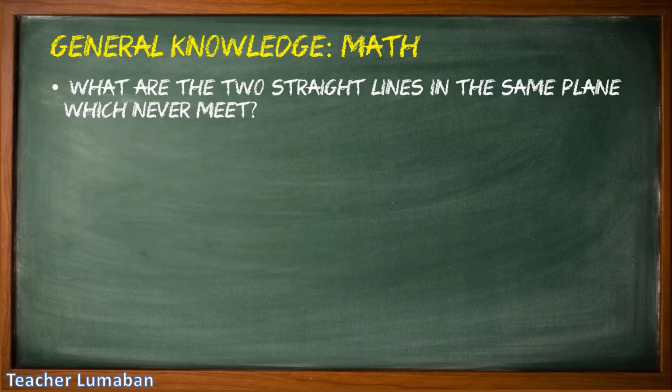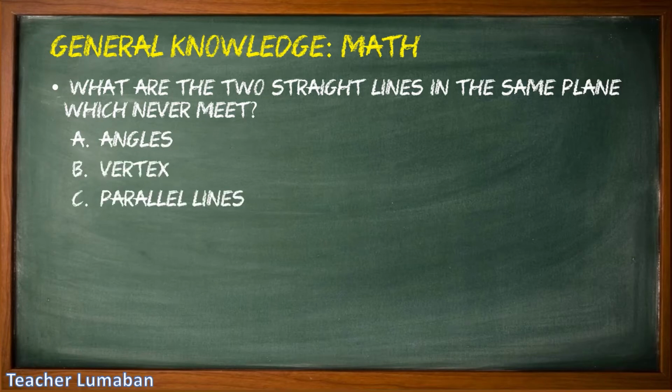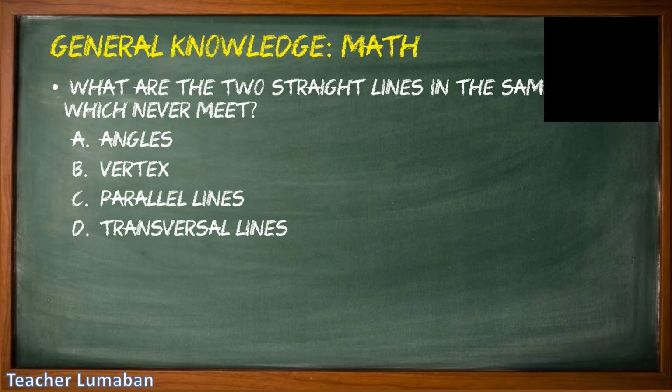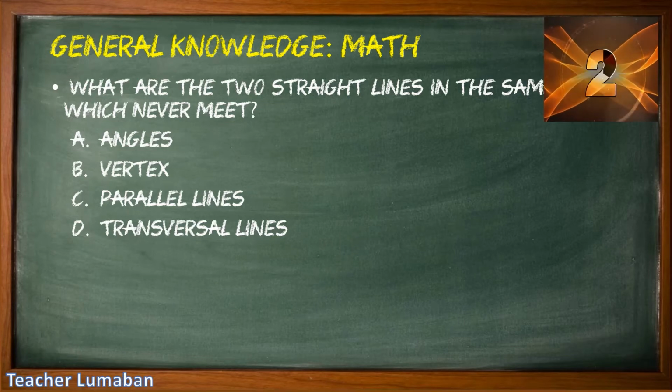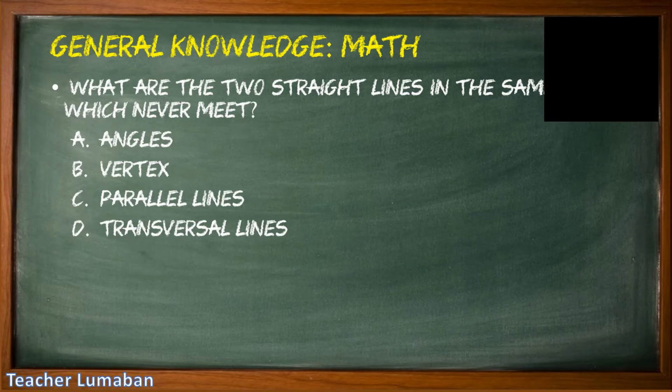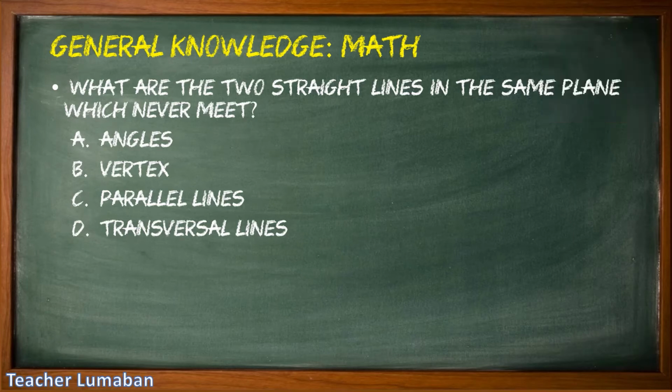What are the two straight lines in the same plane which never meet? Letter A angles. Letter B vertex. Letter C parallel lines. Letter D transversal lines. Please answer in 5, 4, 3, 2, 1. The correct answer is letter C parallel lines.